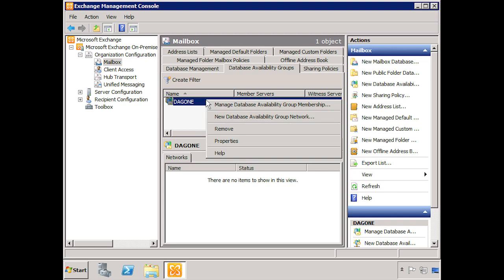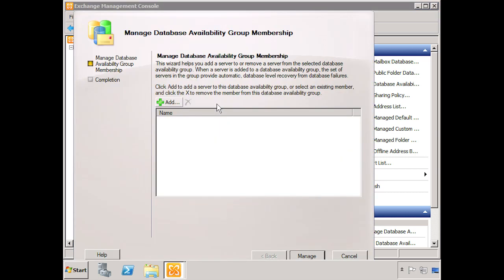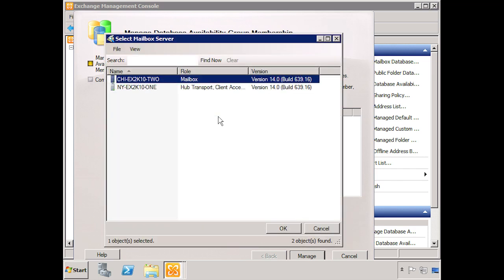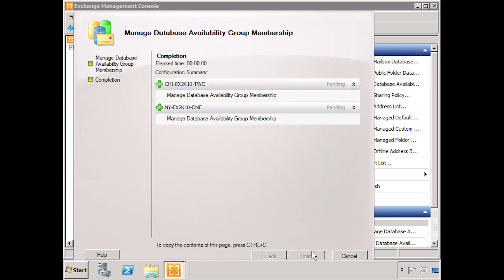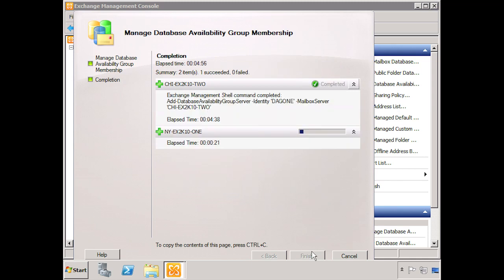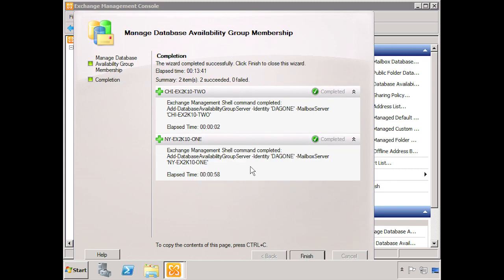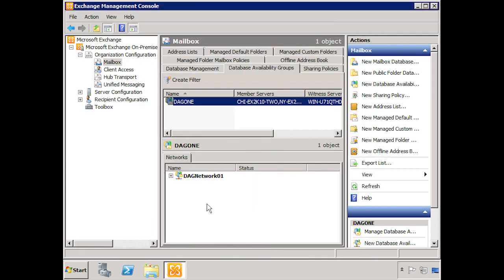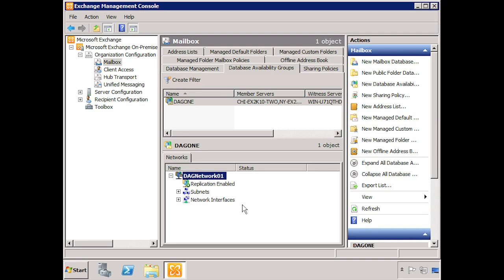So we right-click the database availability group, we click Manage Database Availability Group Membership, and from the wizard here, we click Add in order to add in our two servers, the New York and the Chicago Exchange servers. And there they are. We select them both, we say OK, and then we click Manage. And we can see here that the Chicago server has been made a member of the availability group. And as you can see now, the second one, New York, that completed as well. So we click Finish. And as you can see here, we have DAG Network 1. We have replication enabled, subnets, network interfaces.